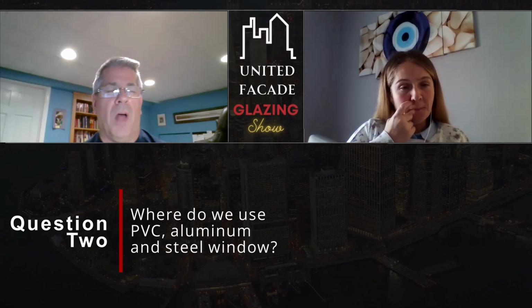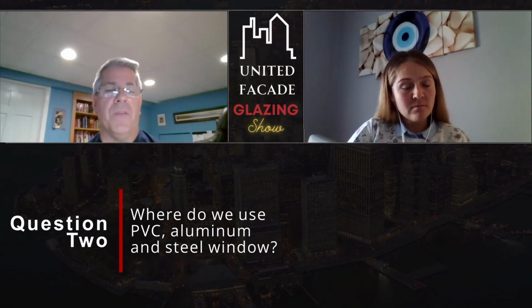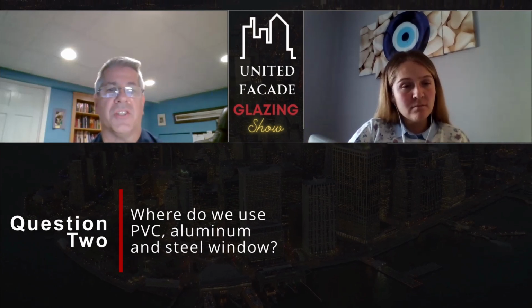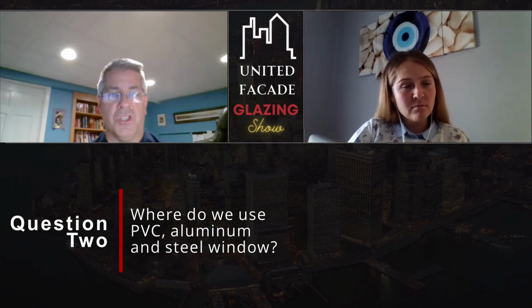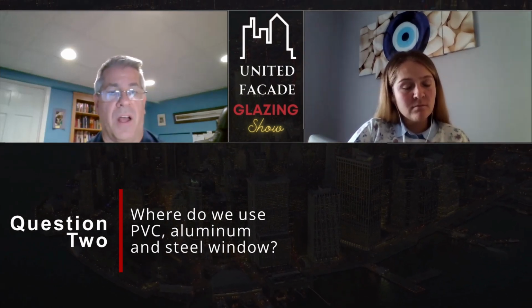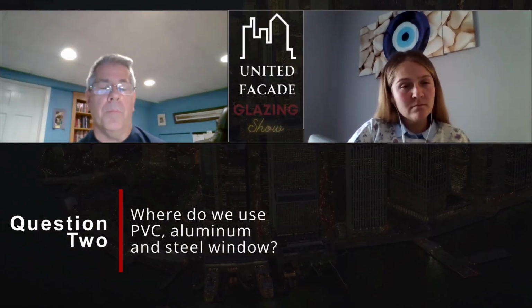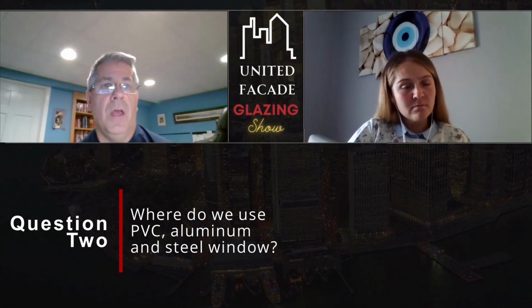The aluminum also will have extrusions that will beef it up, so it won't just be a flat piece of aluminum. There'll be a T section or an H section, which gives it rigidity. So aluminum will still have characteristics of being very strong, being made into different shapes.